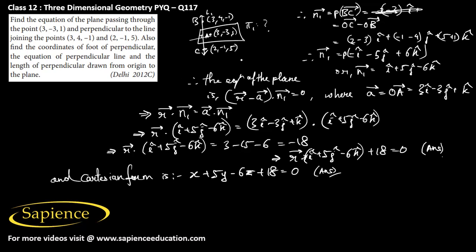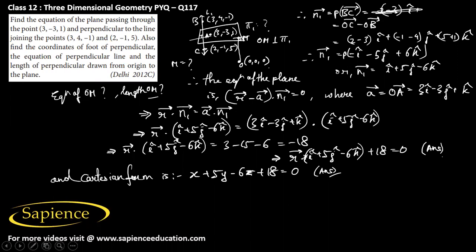So then we need to also find, from the origin O, which is (0, 0, 0), the coordinates of the foot of the perpendicular from the origin, which is M. So OM, suppose, is perpendicular to the plane pi1. So we need to find the coordinates of the point M, which is the foot of the perpendicular from the origin, and the equation of the perpendicular OM, and the length of the perpendicular also, meaning the length OM also we have to find.